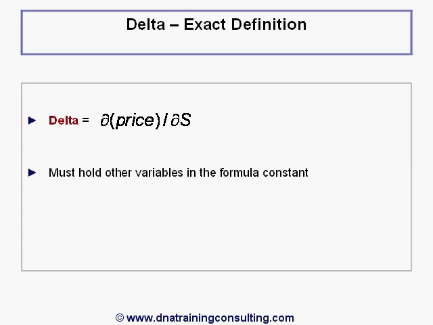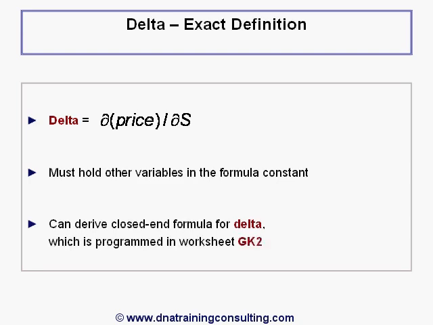Of course, this never happens in practice, but since we have a closed-end formula for the call and put's premium under our model GK, it turns out we can also derive a closed-end formula for their delta, which permits us to calculate it exactly at any level of the spot. The formula for delta has been added into our previous worksheet GK, which has been renamed in a separate worksheet GK2, and to which we will turn shortly.